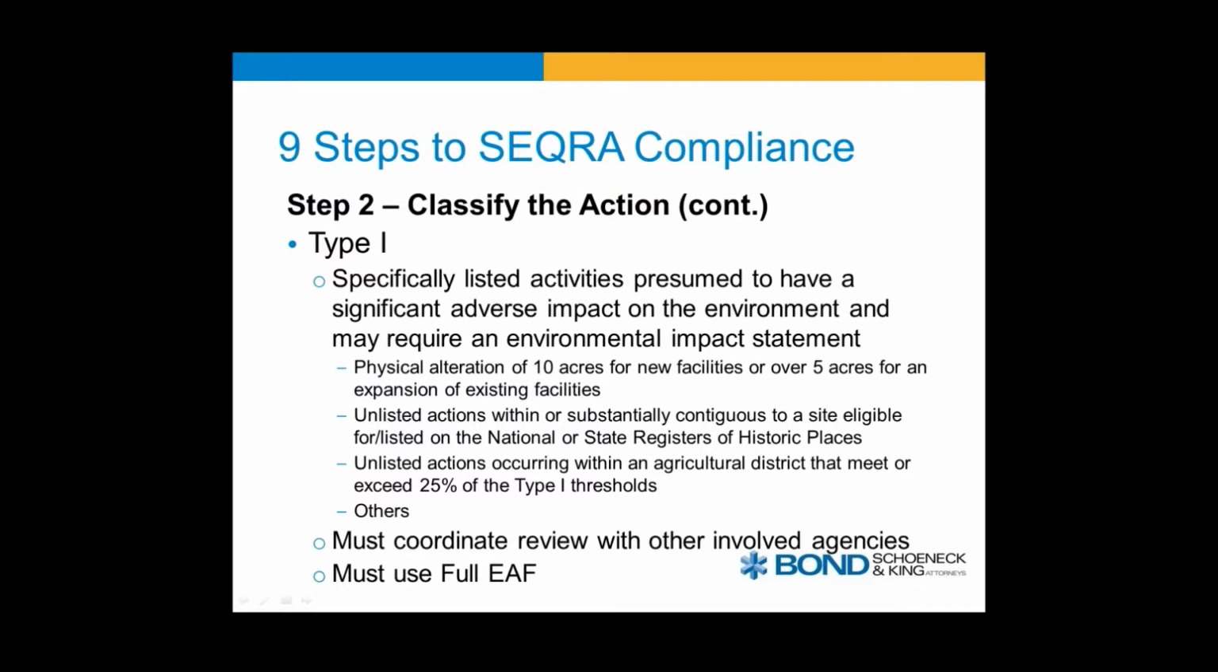They're specifically listed, and they include activities or actions such as a physical alteration of 10 or more acres for new facilities, or of 5 or more acres for an expansion of an existing facility, construction of a new facility with more than 100,000 square feet, or expansion of existing facilities by more than 50,000 square feet. And then sometimes unlisted actions can also become type 1 actions if they're near certain types of important features, such as sites that are listed on the national or state registers, agricultural districts, and municipal parkland.